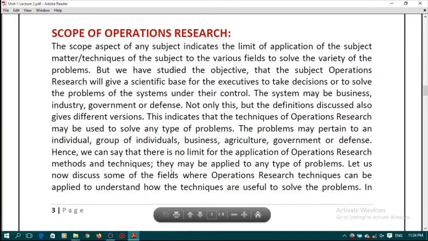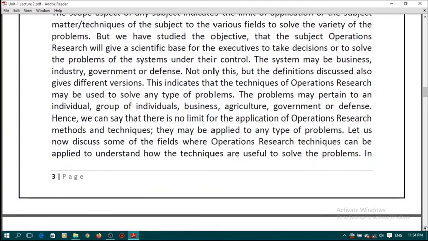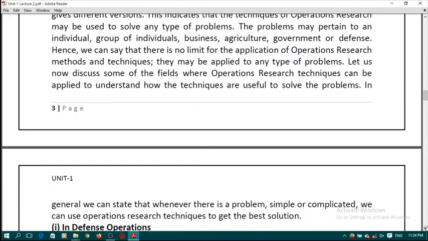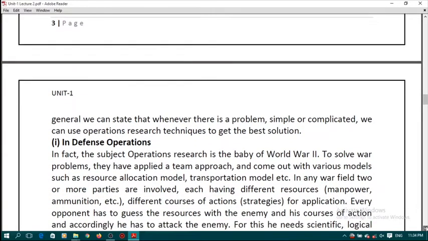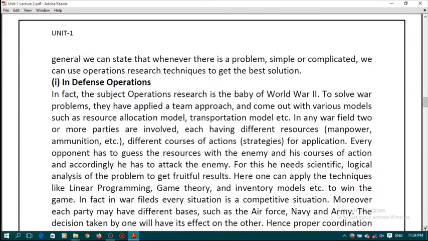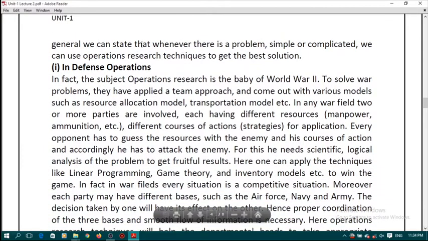Let us now discuss some of the fields where operation research techniques can be applied to understand how the techniques are useful to solve problems. Here we are going to discuss some fields. You can add more fields here also. In general, we can state that whenever there is a problem, simple or complicated, we can use operation research techniques to get the best solution. Now the first field is defense operations.